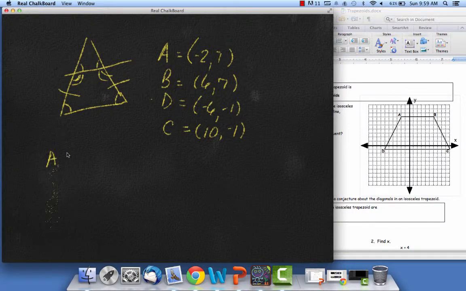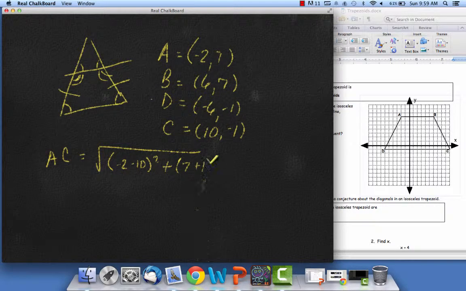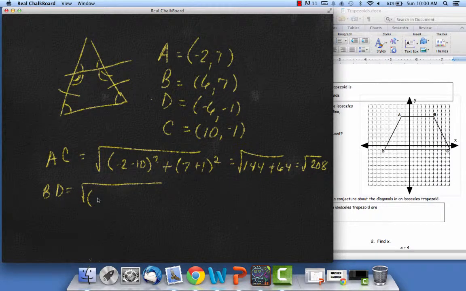Okay, so first we want to find AC, that's this diagonal across here. So we use the distance formula. So -2 minus 10 squared plus 7 minus -1 squared. So that's 144, 64, 208. Okay, and then BD, (6 minus -6 squared) plus 7 minus -1 squared.